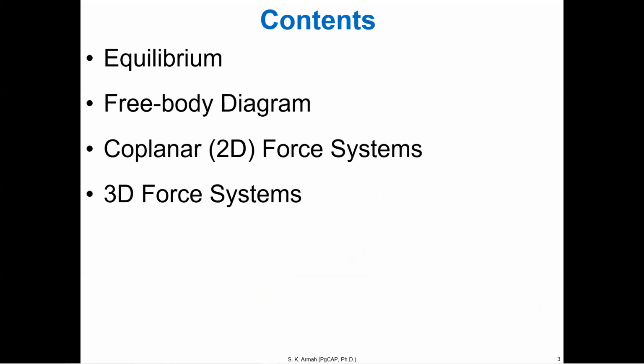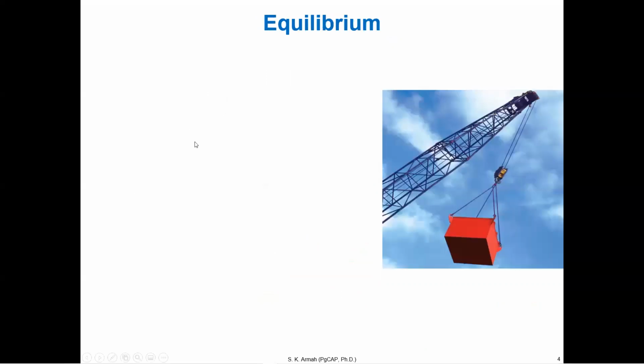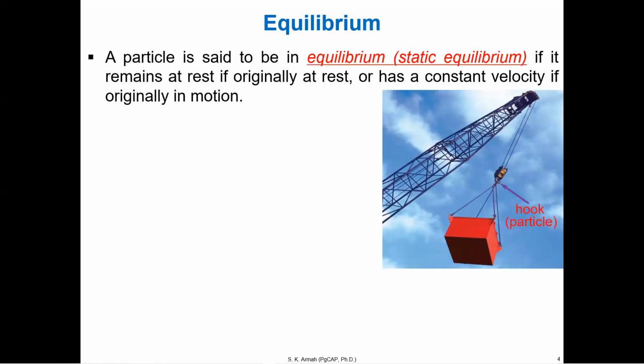And to do that, we need to include the concept of free body diagram. So we'll do 2D, that's coplanar, and then we'll also look at it in 3D. So when a particle is said to be in equilibrium, we also have what we call dynamic equilibrium. We'll do that in dynamics class. So normally when people say equilibrium, they mean static equilibrium. When the object is in equilibrium it means it's at rest, or it's in motion but has a constant velocity.